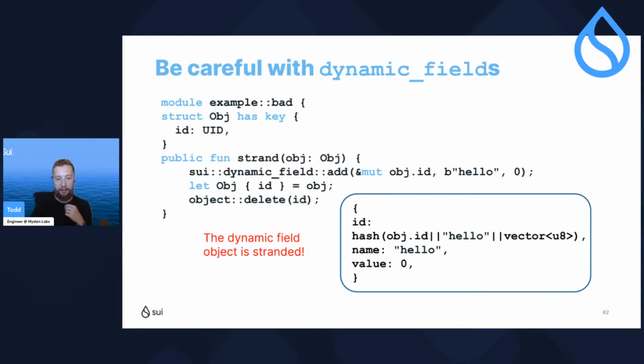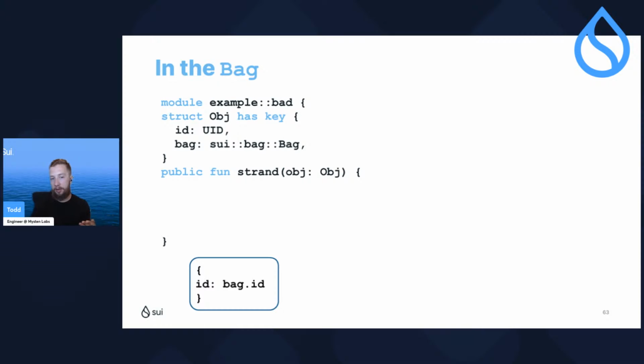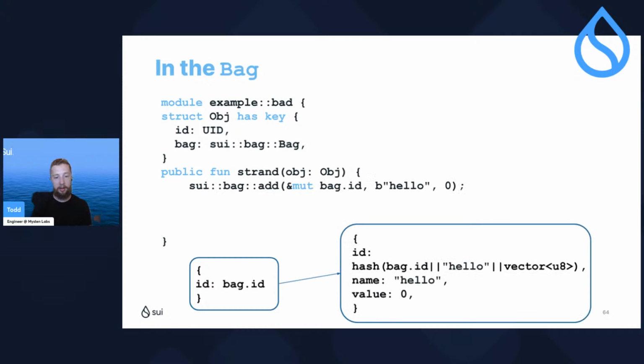So this is not good. How do we prevent this? We prevent it by having APIs that stop you from doing this behavior. Instead of adding dynamic fields to the UID directly, you can add them to a bag. Now we saw table before, which was a homogeneous key-value map data structure. And this is the heterogeneous one, bag, which is really just any sort of key-value pair you want, any type combination, you can add it to a bag.